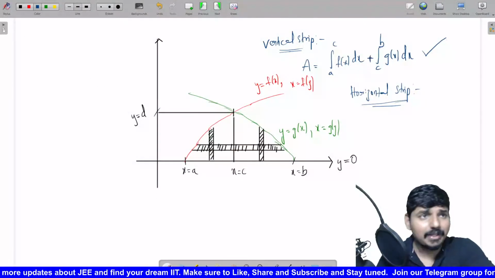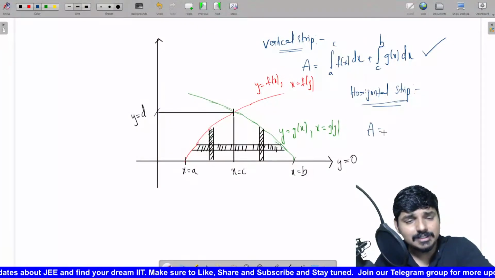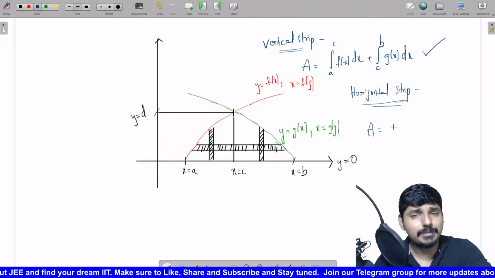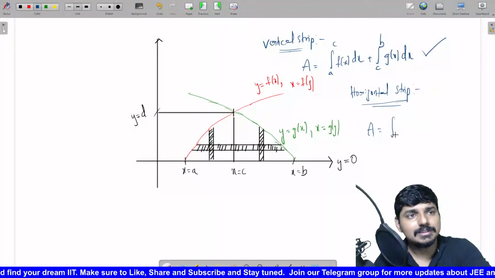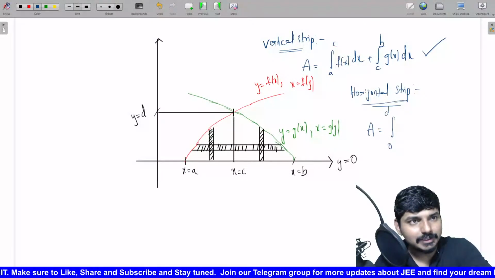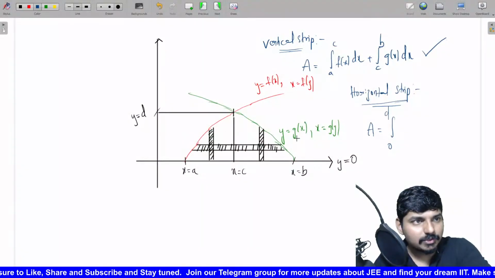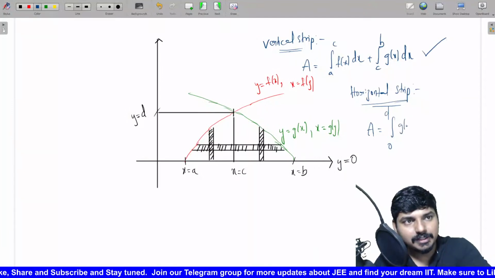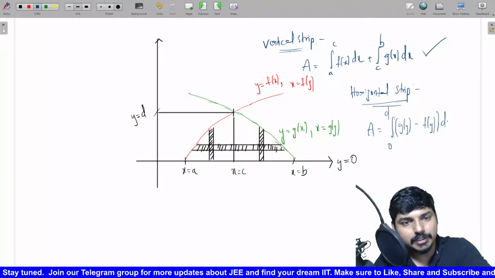So from here, I can say that the area using the horizontal strip can be found by integration 0 to d, upper minus lower. The upper curve is going to be g of y, the lower one is going to be f of y, into dy. Guys, this is what you are going to get.